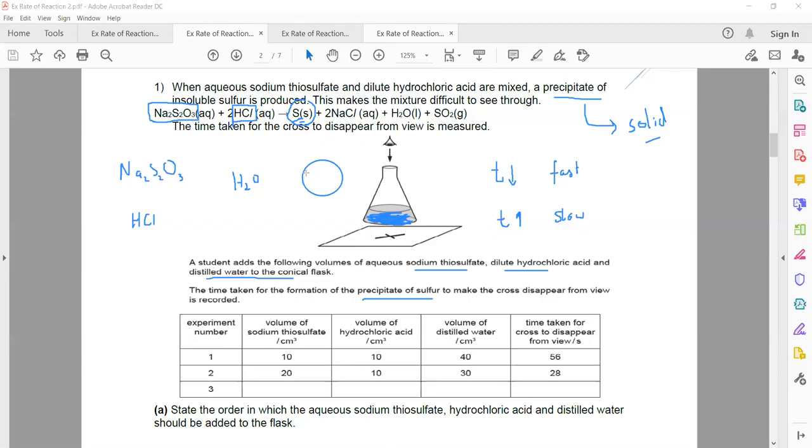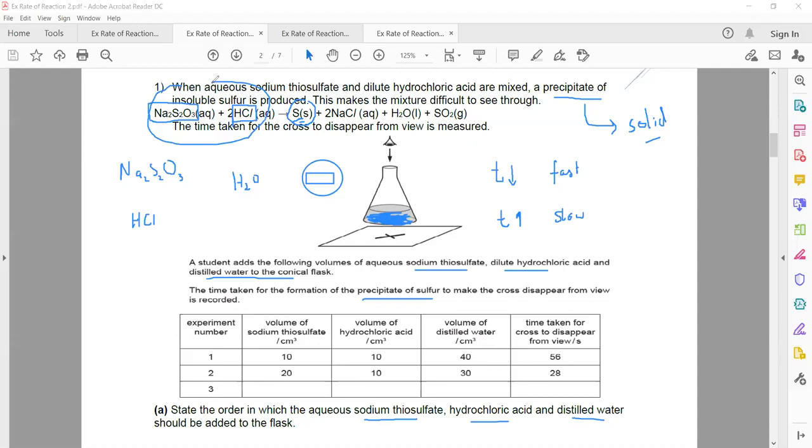So this is a stopwatch. State the order in which the sodium thiosulfate, hydrochloric acid, and distilled water should be added. In this question, you can see the distilled water is not a reactant here. You cannot see water on the reactant side.